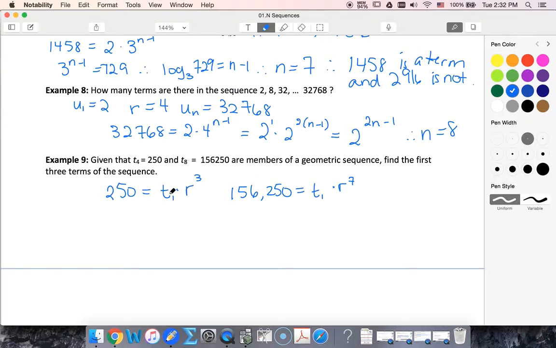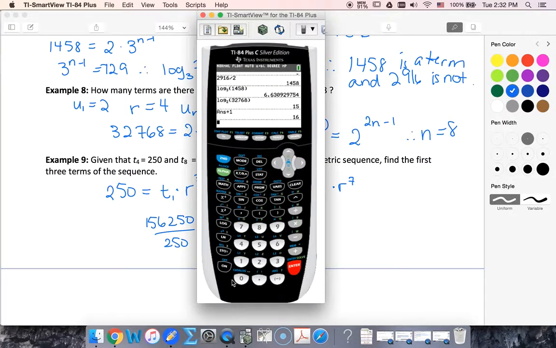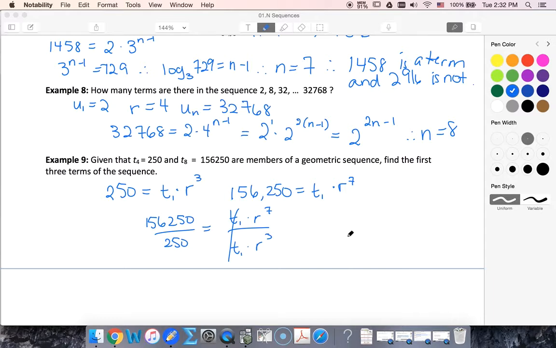Now, in this case to solve, I'm going to divide these two terms. I'm going to find the ratio, because when I find the ratio, then I get that my initial terms, my t1s, are going to cancel. So let's figure out what this is. 156,250 divided by 250, 625 is r to the 4th. Therefore, my r value is plus or minus 5.